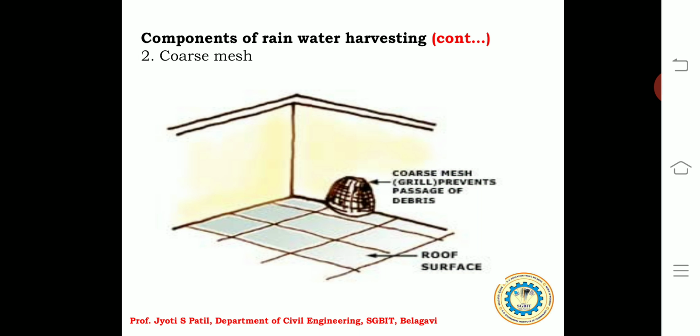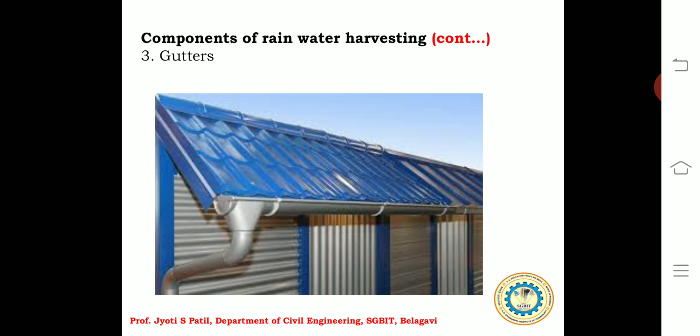Yes, the second component is coarse mesh. At the roof, in order to prevent the passage of debris, preferably we provide a grill kind of coarse mesh, which prevents the passage of debris. The third one is gutters. You can see the gutters here, which is a silver color line, and this channels all around the edge of the sloping roof in order to collect and transport rainwater to the storage tank.